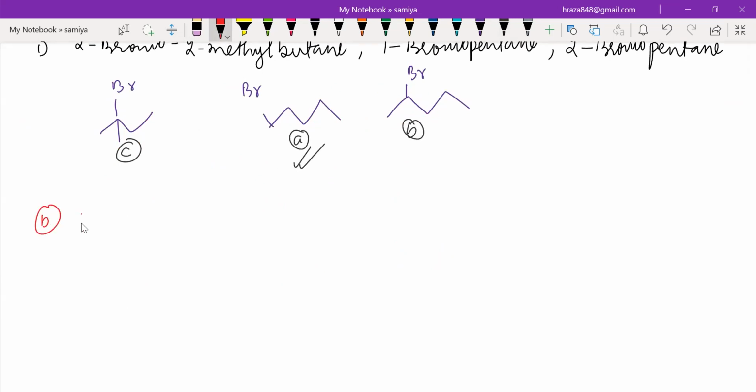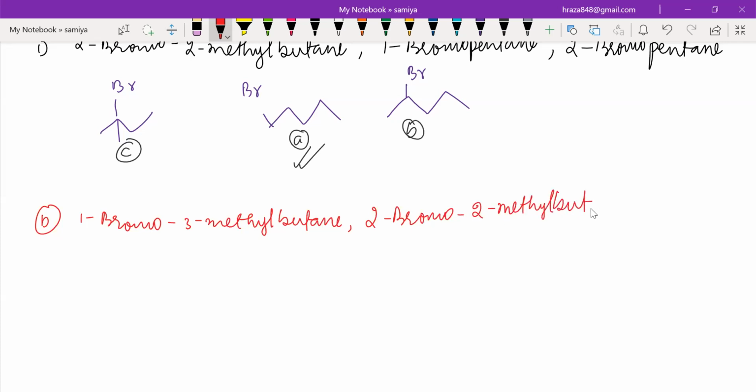The next set: 1-bromo-3-methylbutane, 2-bromo-2-methylbutane, and 2-bromo-3-methylbutane. So you are going to arrange these in increasing or decreasing order of SN2 reactivity.